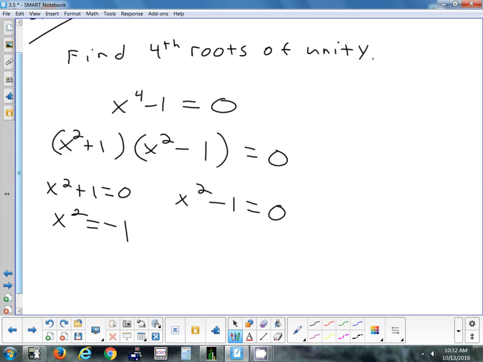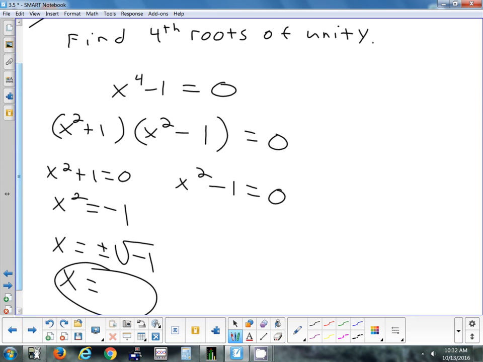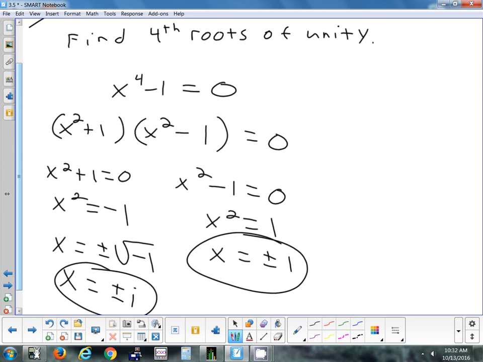What do I have to do to solve x squared equals negative 1? Take the square root, and remember there's always two, the positive and the negative. So what is x? Those are two of the answers. And now we have to solve this one. So those are your four answers. If someone asks you what are the fourth roots of 1: 1, negative 1, i, negative i.